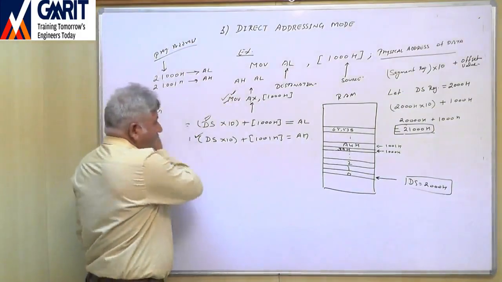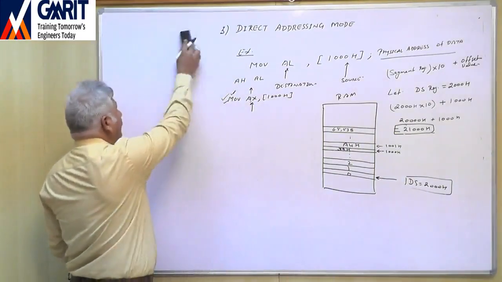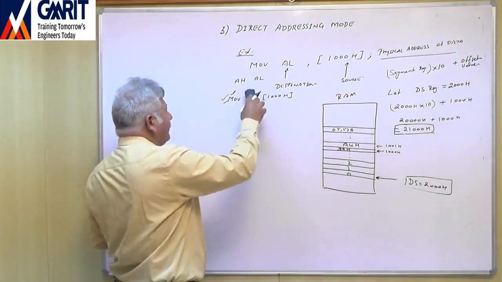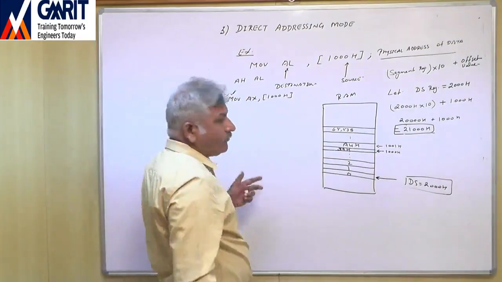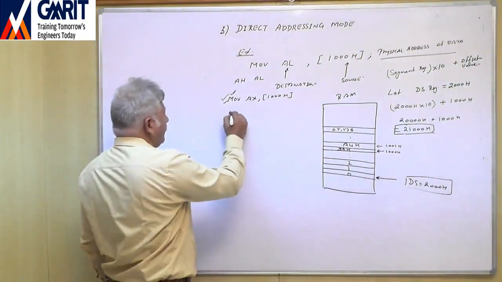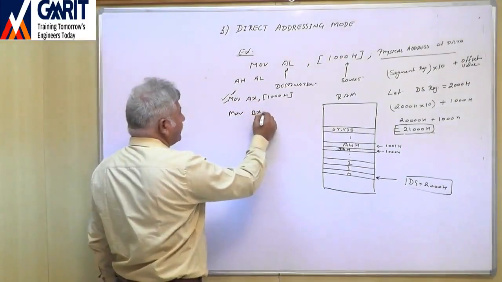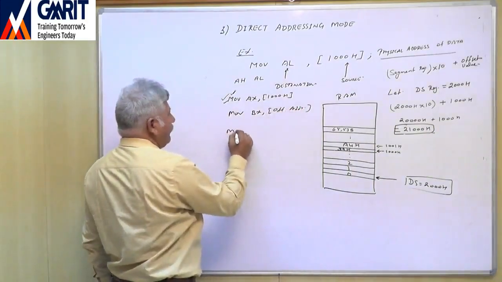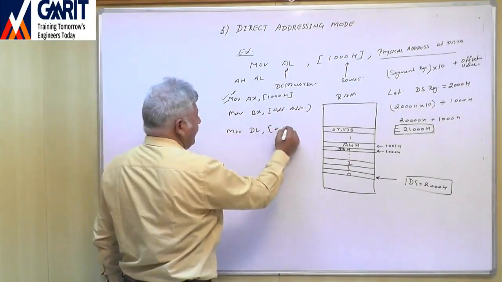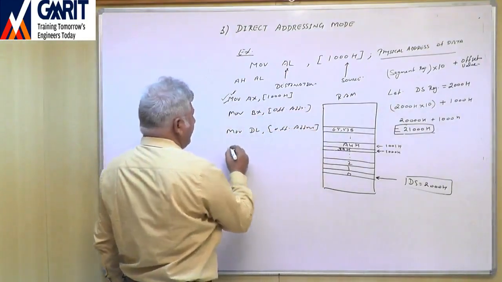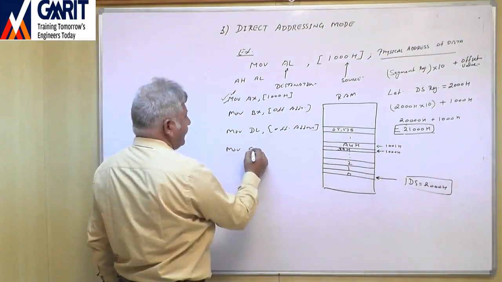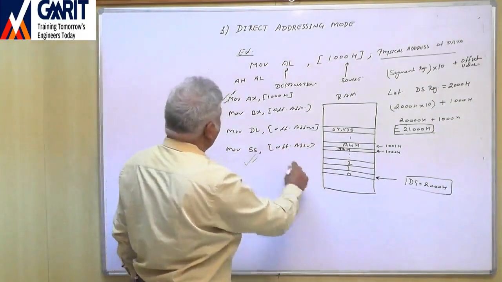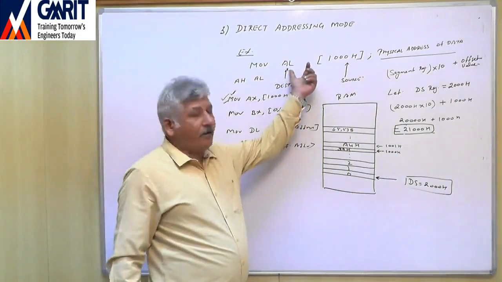So in the case of direct addressing mode, the default segment is always the data segment, and we can move the data into any of the registers, right? So we can use MOV BX, some offset address, or MOV DL, some offset address, or MOV SS, some offset address. Like this we can use any register as a destination.